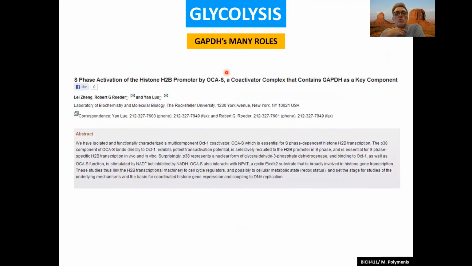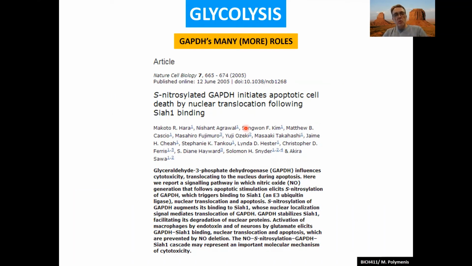All right, before we close with GAPDH, it does have other functions. Let's say it works here as a transcription factor, again to drive histone transcription. And more keep coming up.